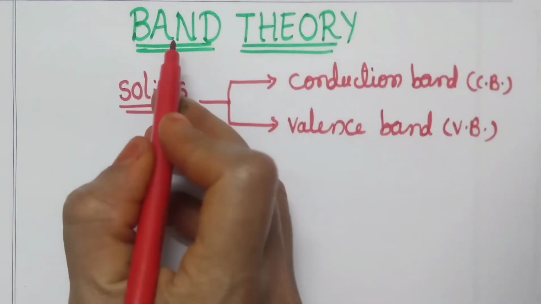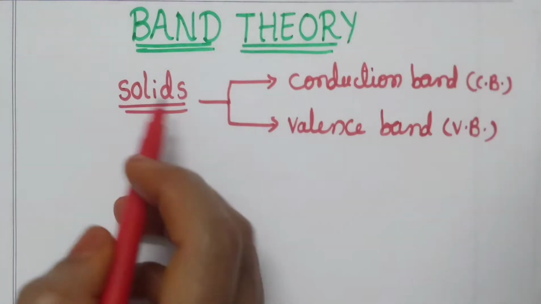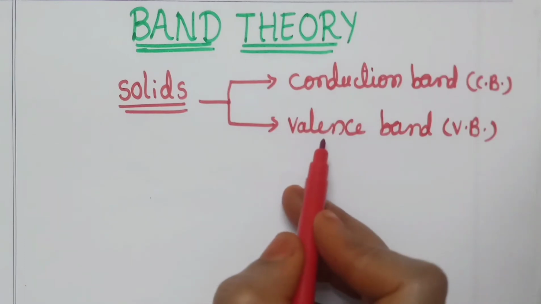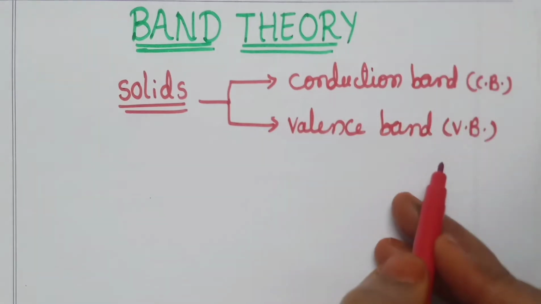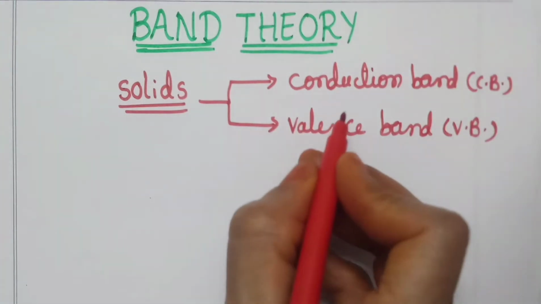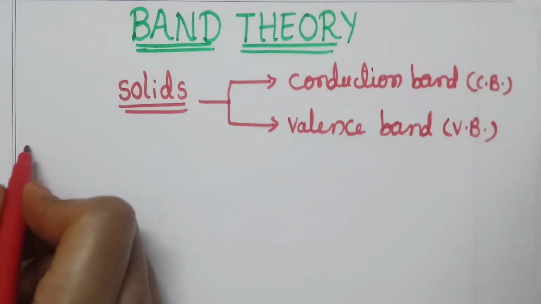Our today's topic is band theory. Band theory describes the solids in a better way. According to the band theory, solids have two kinds of bands. One is the conduction band and the other one is the valence band, CB and VB, for our convenience. Now, let us explain the conduction band and valence band with an example.